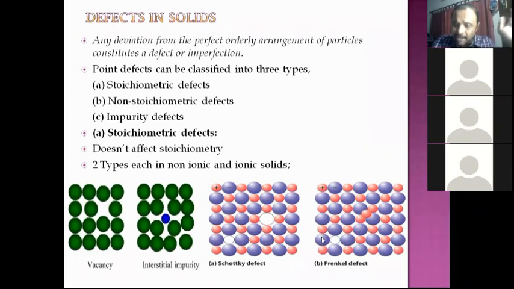Then Frenkel defect: some cation will be missing from its lattice site and will go and occupy the interstitial site or void space. You can follow the cursor. So that means the particle will still be well within the lattice itself. It will not go out of the solid. It will be there in the solid.